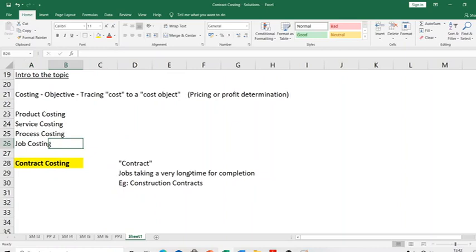So we can say that contract costing is essentially job costing, where the job is a peculiar type of job which takes a very long time for completion, not a job that gets done in a few days, or in a few weeks, or in a few months' time. So that's what is very, very important. The time for completion is what makes the entire topic a separate or special one for our consideration.